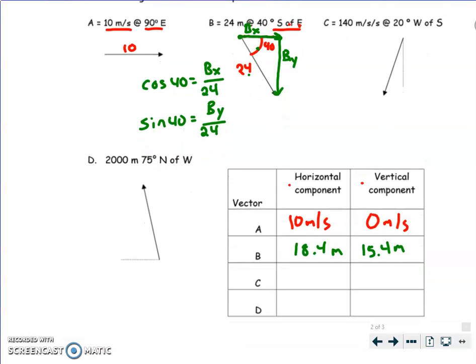Alrighty, please try to do C and D. So label the vector that represents that acceleration, put the angle in the proper place relative to the vector, then draw your components, then find the value of each component. Okay, so pause here.